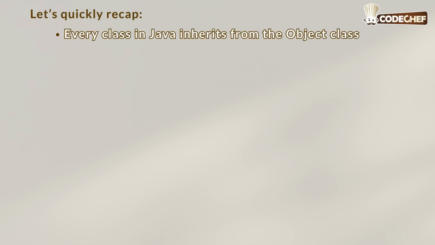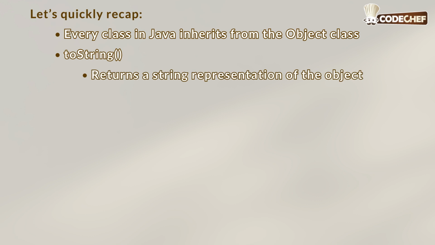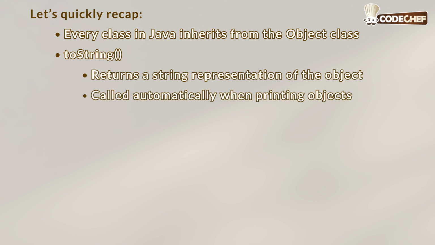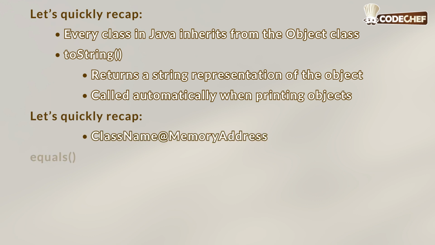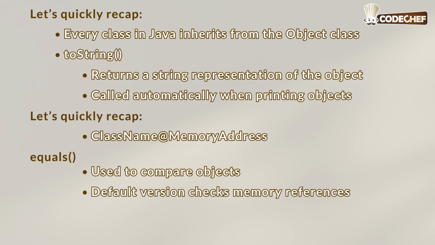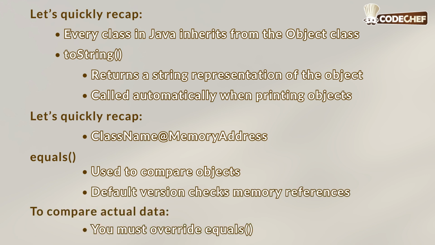Now let's quickly recap what we've learned. Every class in Java inherits from the Object class. toString returns a string representation of the object and is called automatically when printing objects. The default output is class name at memory address. The equals method is used to compare objects. The default version checks memory references, and to compare actual data, you must override equals.